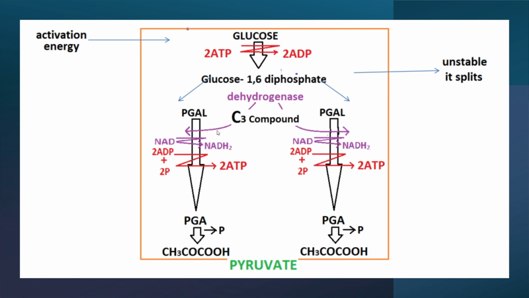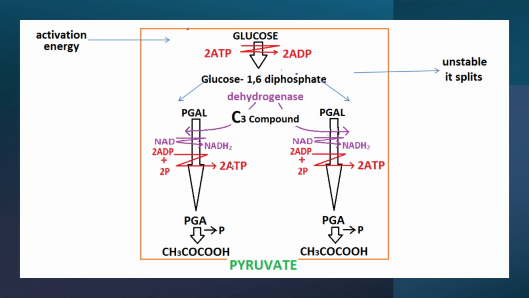Now remember, when you remove two hydrogens, you break the bond. In that bond there's energy. So when you break a bond, energy is released. That energy that was released is now used to bond two phosphates to 2 ADP, and it resulted in 2 ATP. Remember, we wanted energy in the form of ATP. If you remember your chemical equation, one of the products was ATP. We wanted that energy. So here we have some of that energy.